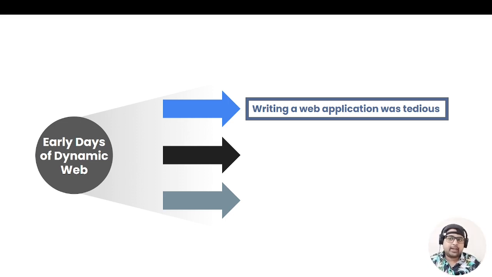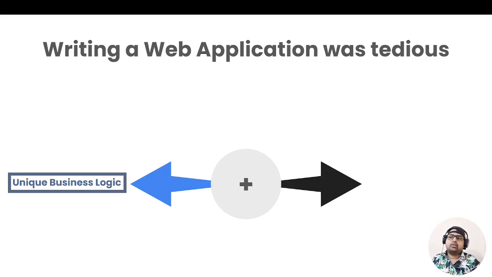In early days, writing a web application was a very tedious task. In order to write any web application, you have to write unique business logic. Every web application has a unique business logic. For example, if you are making a social media web app, it will have unique business logic related to networking and connections. If you are making a video streaming platform like YouTube, it will have a different business logic related to content creation.